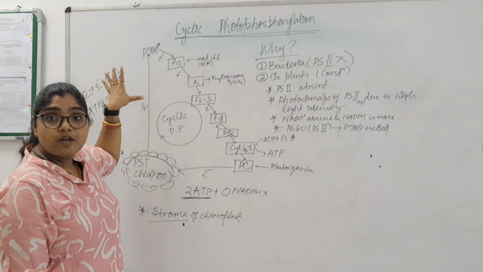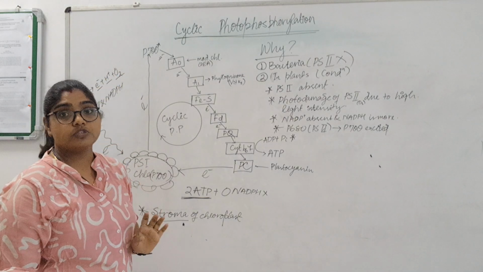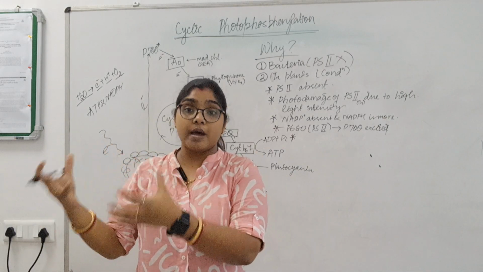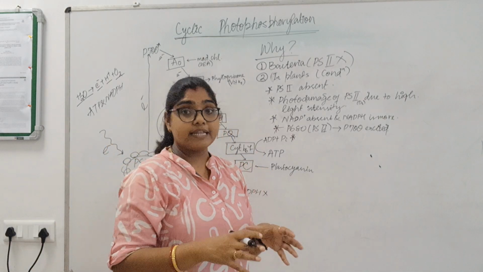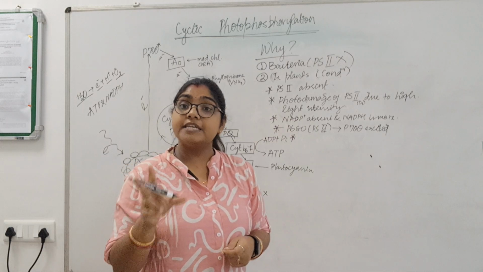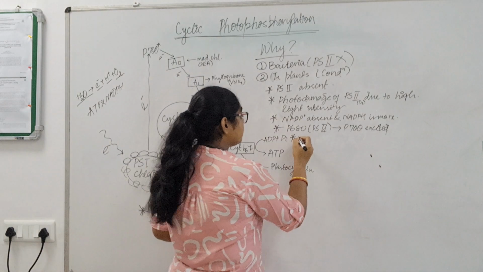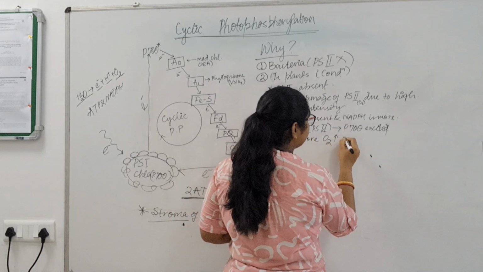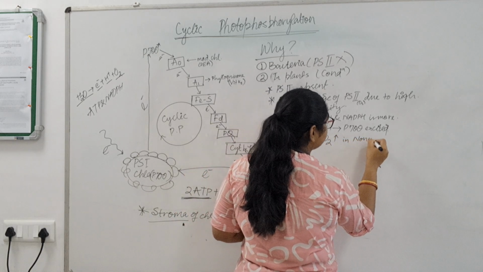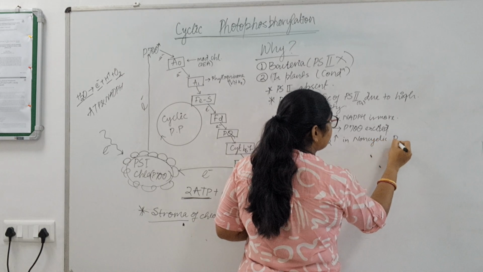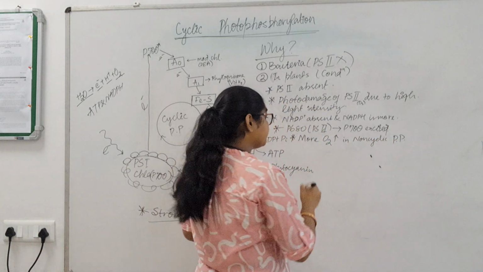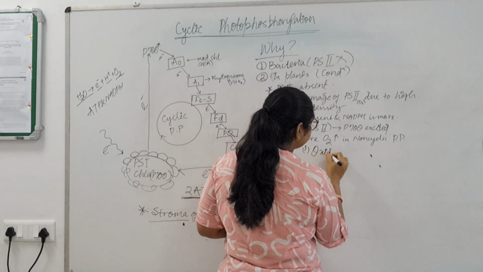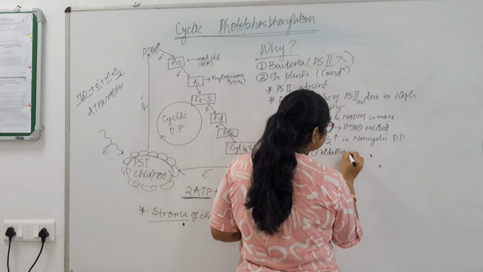In this process, oxygen is produced. But what happens when oxygen is released in a larger amount than the plant needs? At that point, it harms the plant in two ways. More oxygen released in the non-cyclic pathway harms the plant in two ways. One is oxidative damage of photosystem 2.